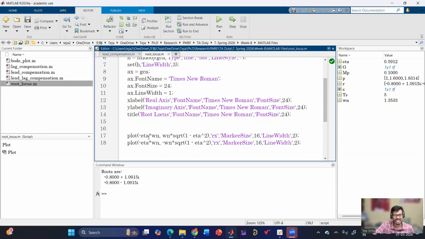So the pole is minus eta omega n plus or minus omega n into square root of 1 minus eta square. So this I am marking in red color. R corresponds to red color, X corresponds to X mark, and I am putting a line width of 2. So if I run this, it will plot the root locus of the plant transfer function and also my desired closed loop poles. So let us wait until it runs.